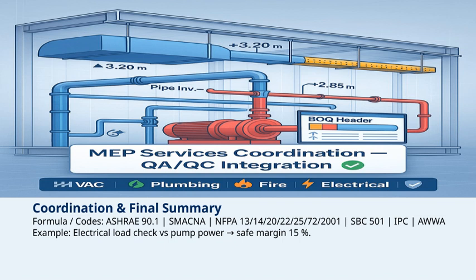For example, when checking electrical loads versus pump power, it's crucial to maintain a safe margin, typically around 15%, to account for unforeseen variations. This kind of coordination helps prevent issues down the line and keeps our systems running smoothly. Remember, the main goal is to integrate these codes seamlessly into our project planning and execution, creating a cohesive and safe environment. Thanks to this approach, we can confidently deliver reliable, compliant, and optimized solutions.